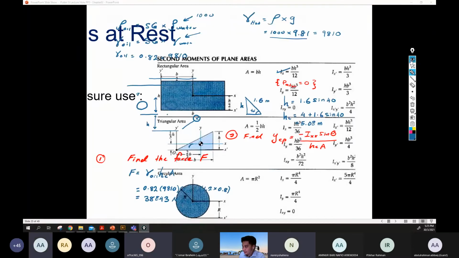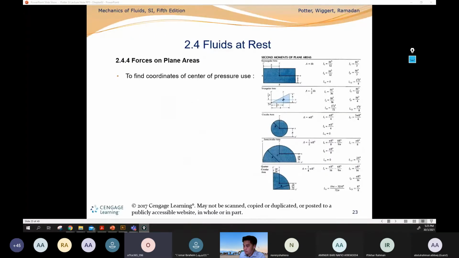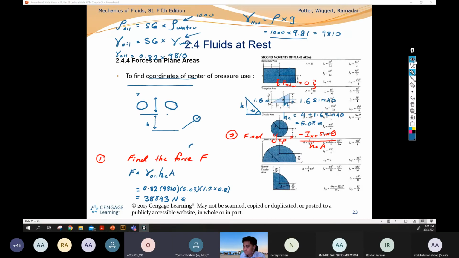Student: What is the second moment of plane, and how is it related to pressure? Because we need to find the location of the resultant force. Oh, because force is considered a vector, right? It should have magnitude and direction. So you must find the location where the resultant force acts. Is it from the centroid or away from the centroid? So you need to find the location. So that is why you need the IXX. Okay.